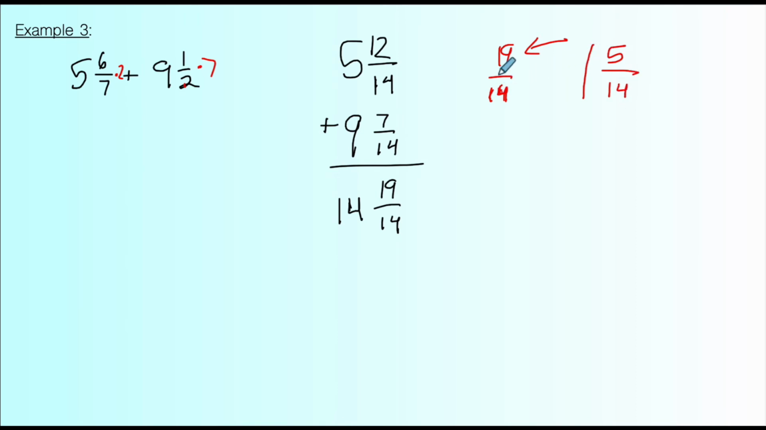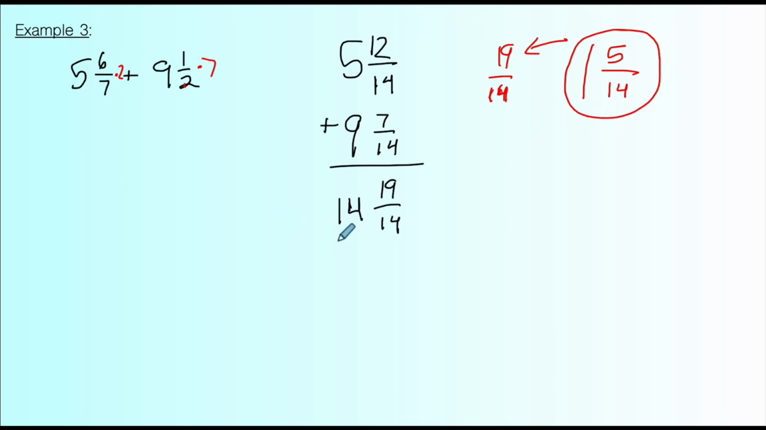So to change an improper fraction into a mixed number, you ask yourself, how many times can the denominator go into the numerator? In this case, it can go in 1 time. 14 can go into 19 once. And there's 5 left over after that. So 19/14 is the same as 1 and 5/14.